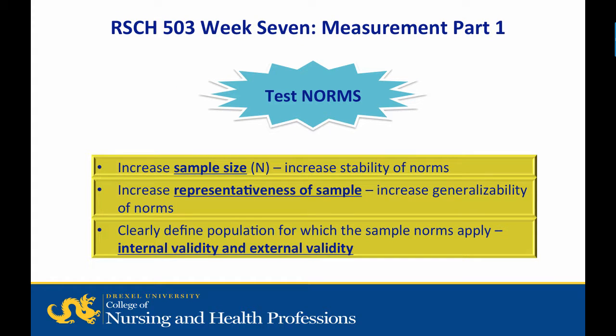When reviewing norms of a test or instrument, recall the following. 1. Increasing the sample size, or capital N, increases the stability of norms. 2. Increasing the representativeness of the sample increases the external validity of the test. That is, it increases the generalizability of the norms. And 3. A test or instrument must clearly define the population from which the sample norms apply, thus informing researchers about the internal validity and external validity of the instrument.